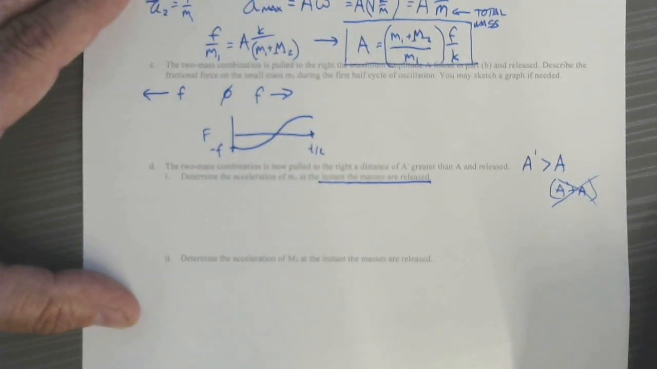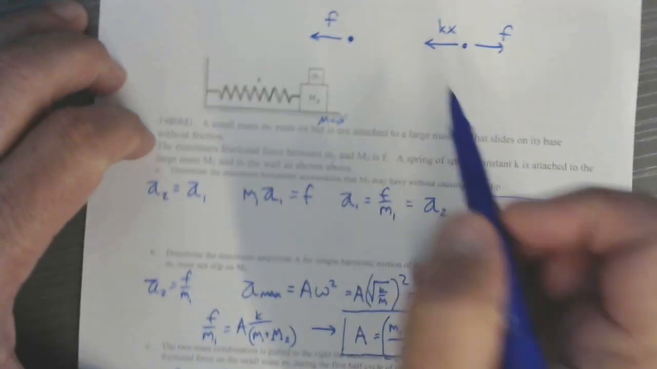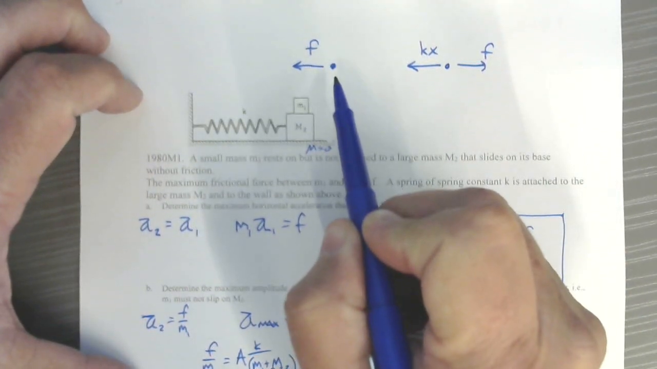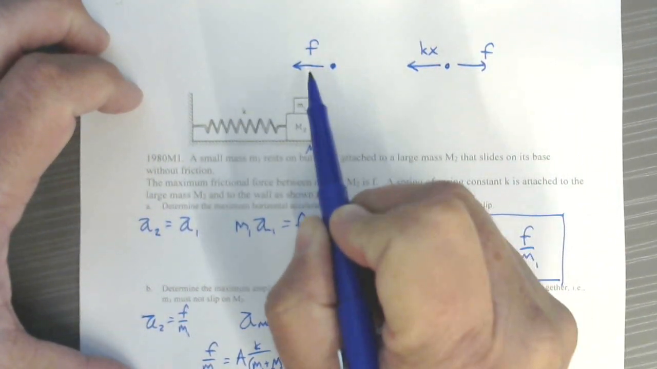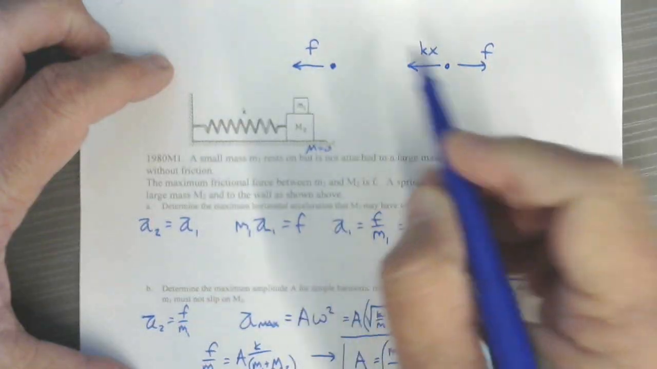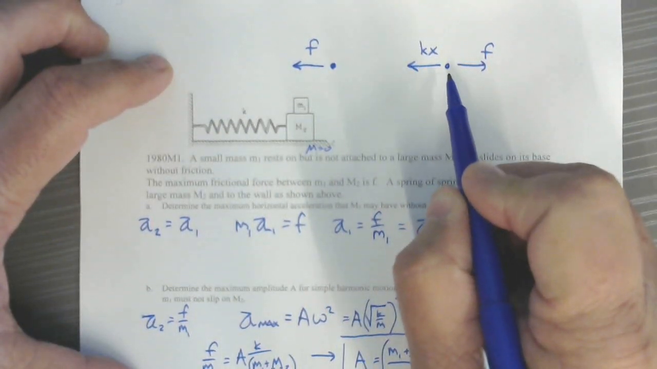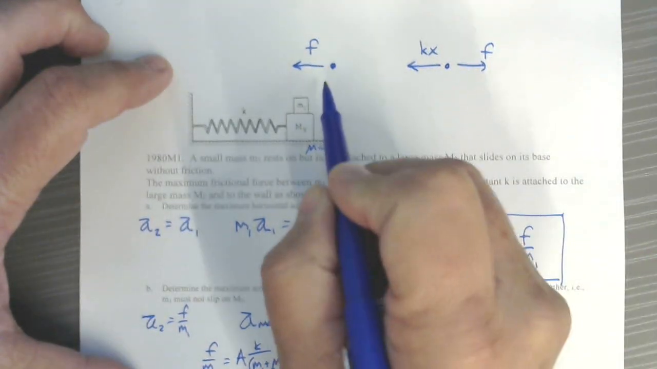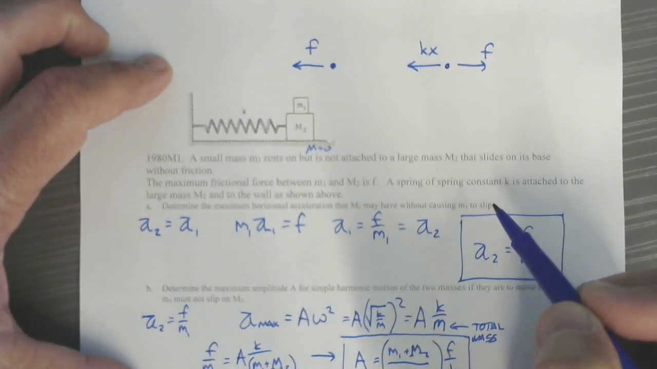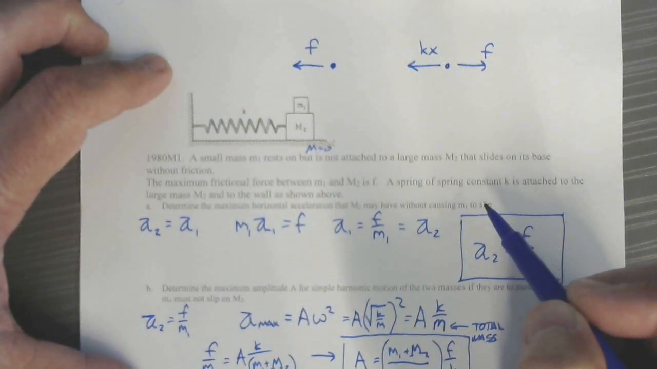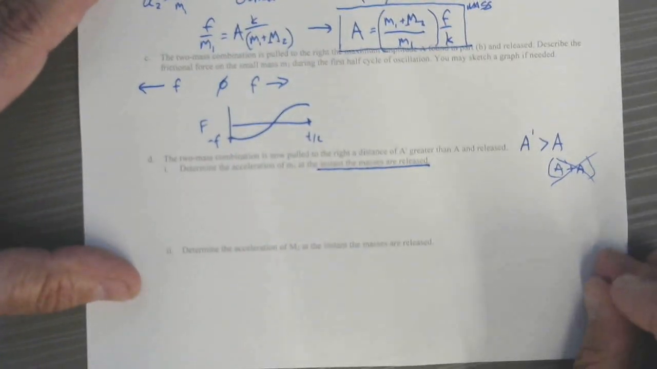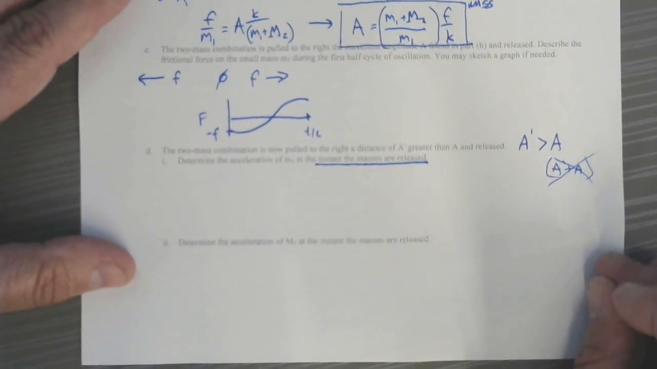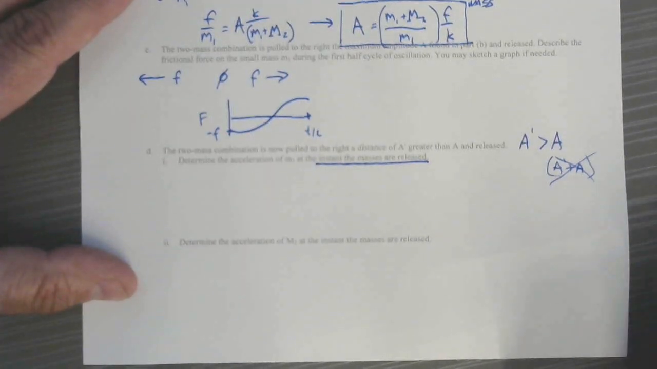So I think what we're talking about is that the instant the masses are released, you're going to have this situation: the force on the little mass is going to be at its maximum, F, and the force on the lower mass is going to be larger. It's going to produce an acceleration that is larger than the acceleration produced by this. And so that's when the slipping is going to begin. I think that's the best way to interpret this. Again, it's not really well worded. I think they had trouble this year with this question.